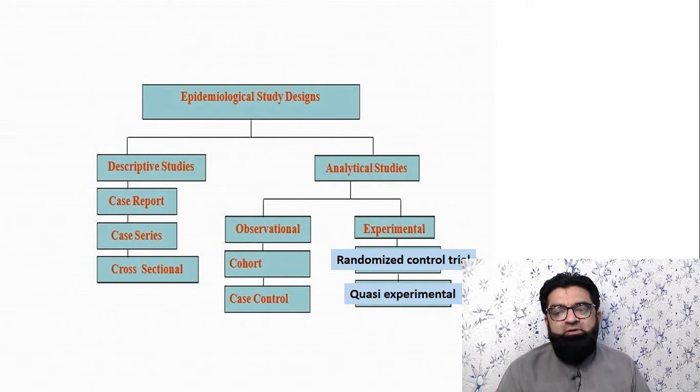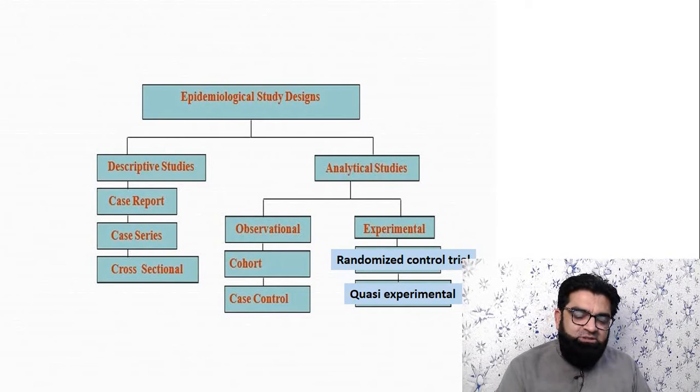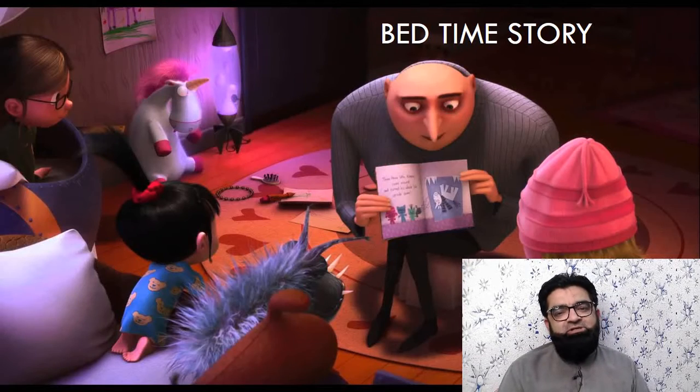Either they have some intervention, which is experimental, or they are just observational without any experiment, but they are analytical. They are not simple descriptive. So, analytical observational studies are either cohort or case control studies, and analytical experimental ones are randomized control trial and quasi experimental. In today's lecture, we will try to understand these different study designs, and we will be focusing on this one. We will start this lecture with a bedtime story, basically.